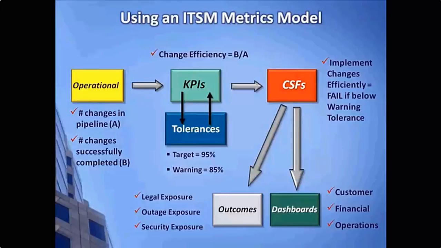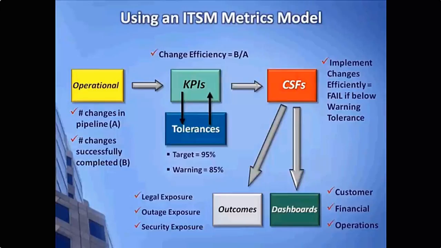Critical success factors also relate typically to outcomes. Outcomes are business events that might occur if a critical success factor is not met. So if I don't implement changes efficiently, I might be exposed to possible legal problems. Maybe there's an outage that continues to occur. I might have security exposures that don't get addressed, or maybe I'm just simply not putting solutions in on time. Again, these are outcomes that are risks that occur if your critical success factor can't be met, and they're just simply listed.